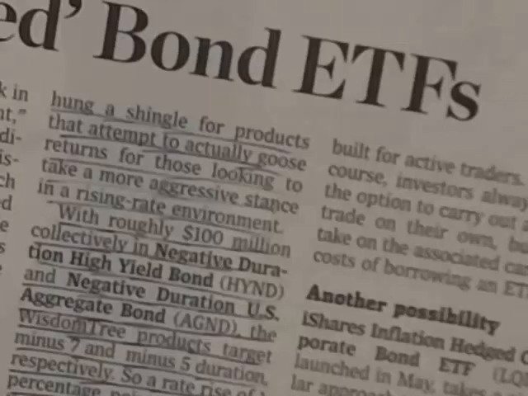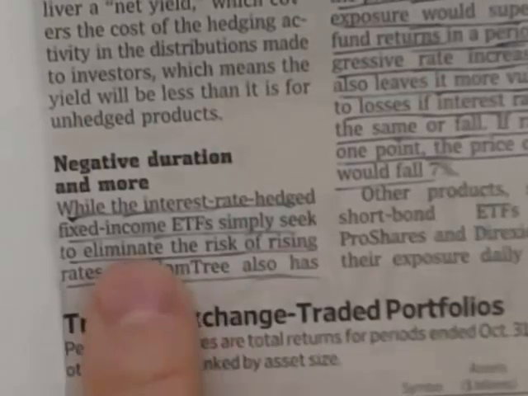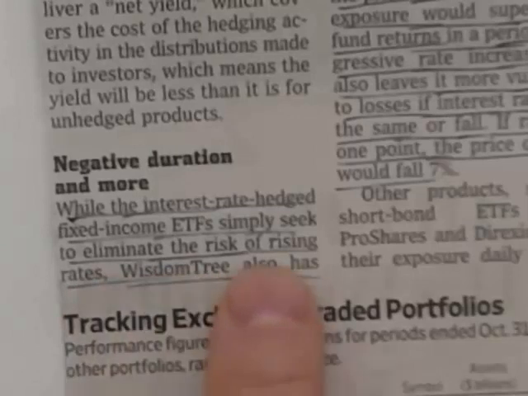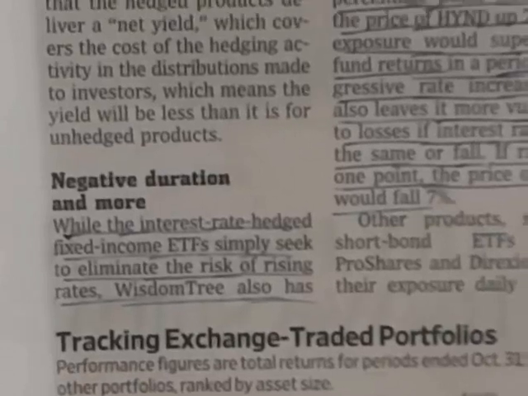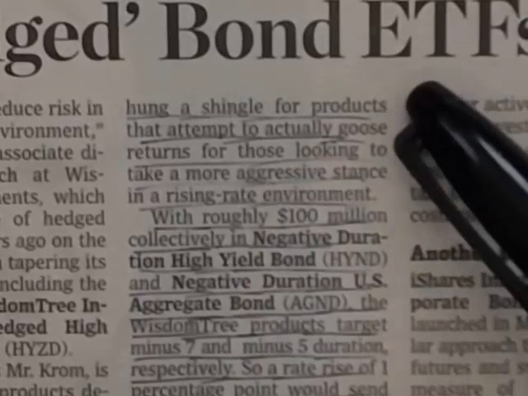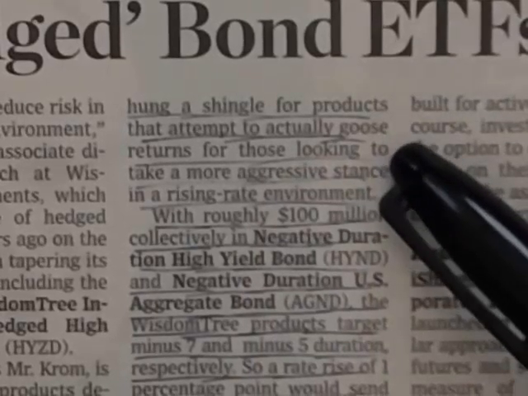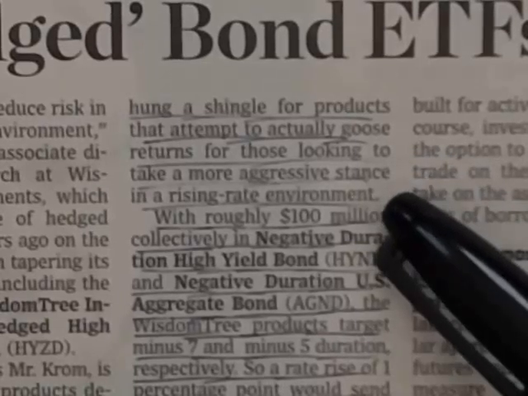Okay, that's what the plain vanilla interest rate swaps that we're going to cover do. They swap fixed for floating rates. Now, let's go on a little bit further in the article. It says, while interest rate hedged fixed income ETFs simply seek to eliminate the risk of rising rates, WisdomTree, they produce a whole bunch of, they're like a large financial institution that sells a lot of ETFs and mutual funds. WisdomTree also has a huge shingle for products that attempt to actually goose returns for those looking to take a more aggressive stance in a rising rate environment.